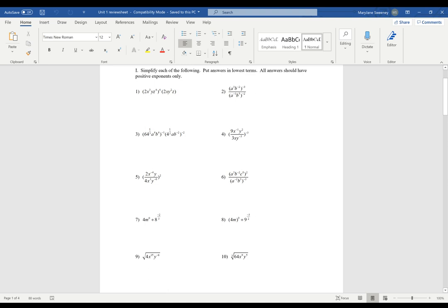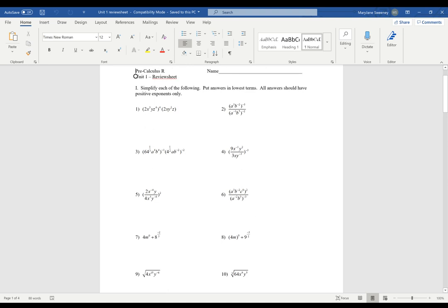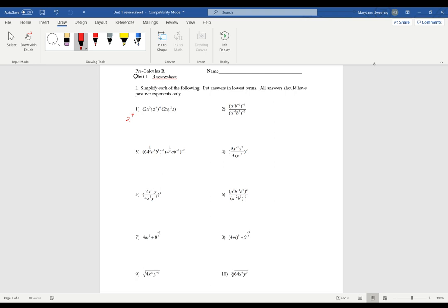Okay, so for the review sheet, the odds, we're going to follow order of operations. So 2 to the 4th, x to the 12th, y to the 4th, z to the 16th. That's all being multiplied by 2xy squared z. This is 16. 2 to the 4th is 16. 16 times 2 is 32.